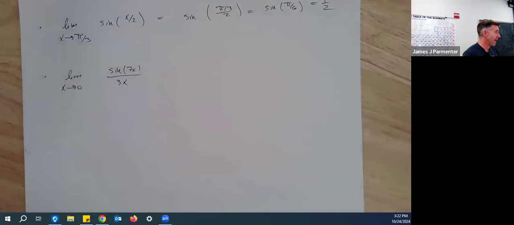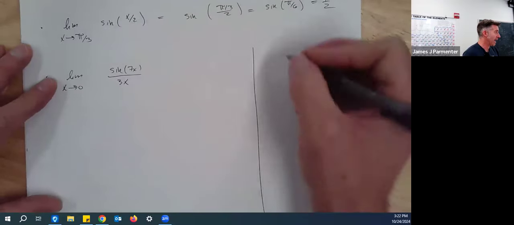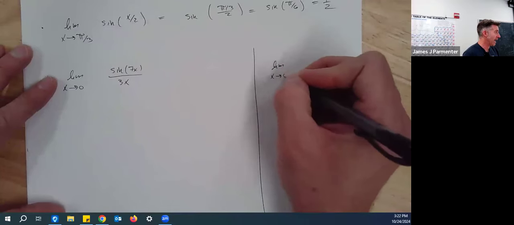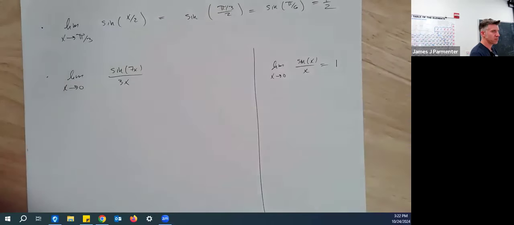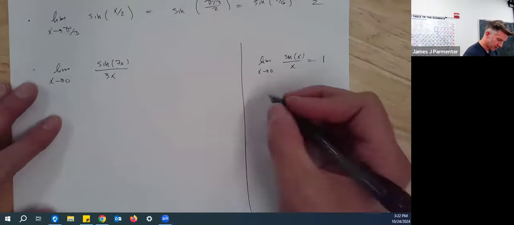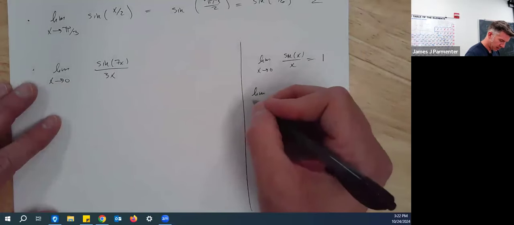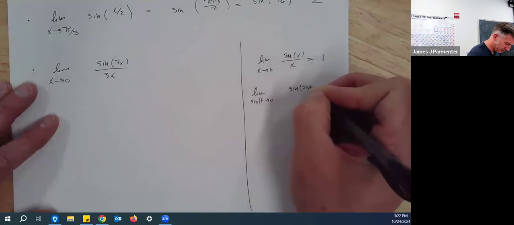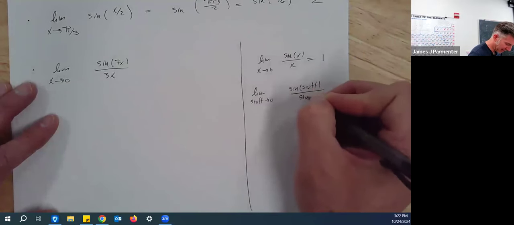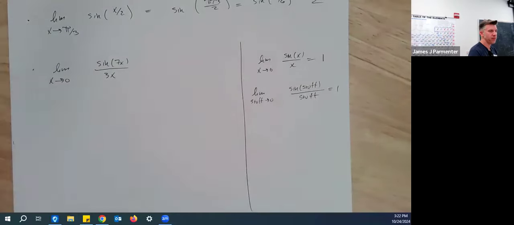We definitely talked about sine x over x, I think, at some point. So you have to remember that the limit as x approaches 0 of sine of x over x is equal to 1. Or more generally, the limit as some stuff approaches 0 of sine of some stuff over the exact same stuff, the stuff has to be the same, is 1. And here, the stuff isn't the same. Bummer. So what do we do? We make it the same.